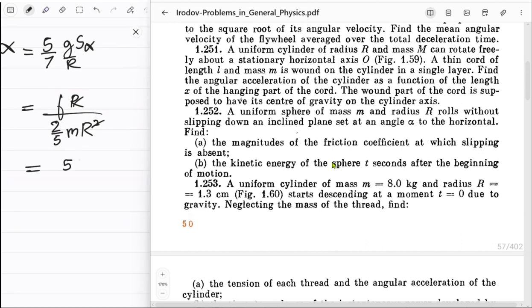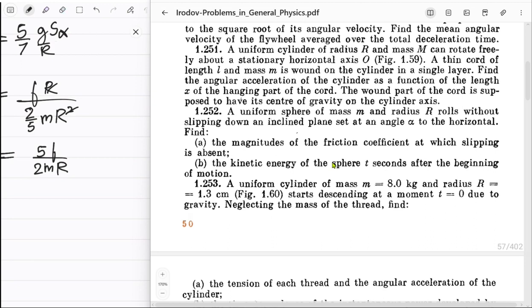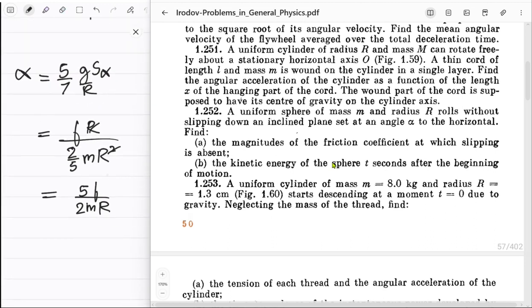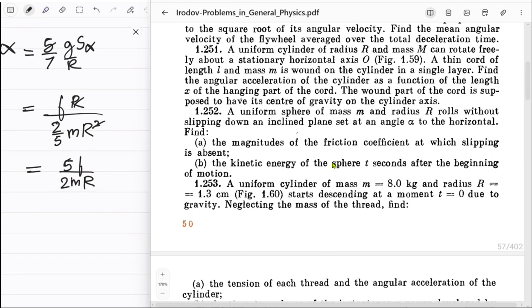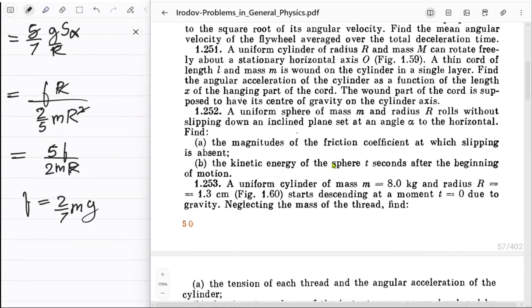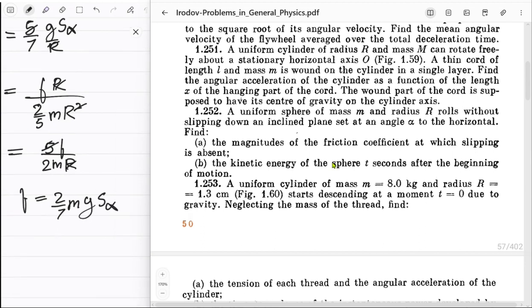So you got 5f upon 2mr and that's equal to this thing. Cool. But okay, we'll do that later on. First of all, just figure this out. So what happens? This cancels. This cancels. F is just equal to 2 upon 7 mg sine alpha, right? So it's cancelled. But yeah, okay.